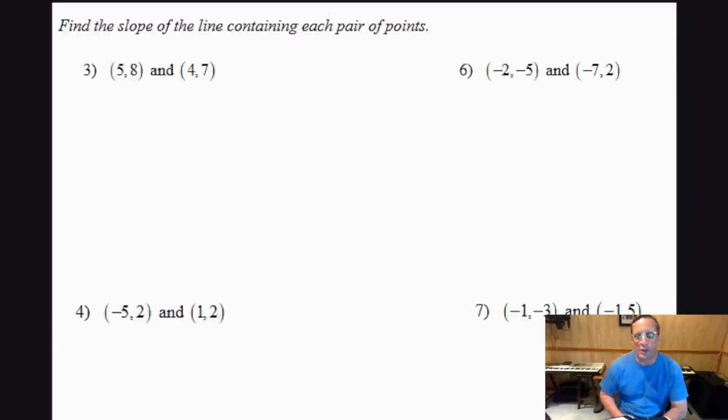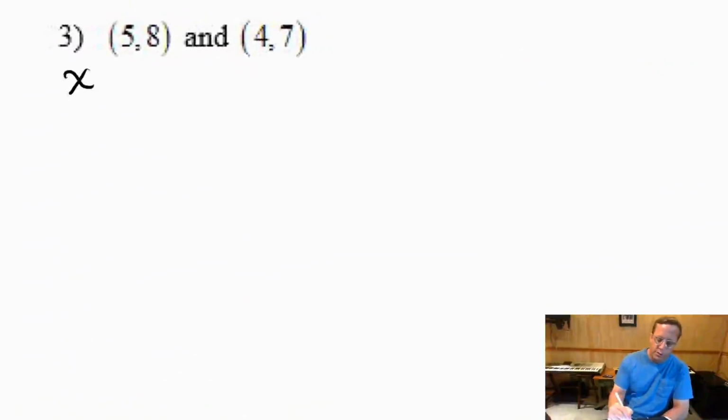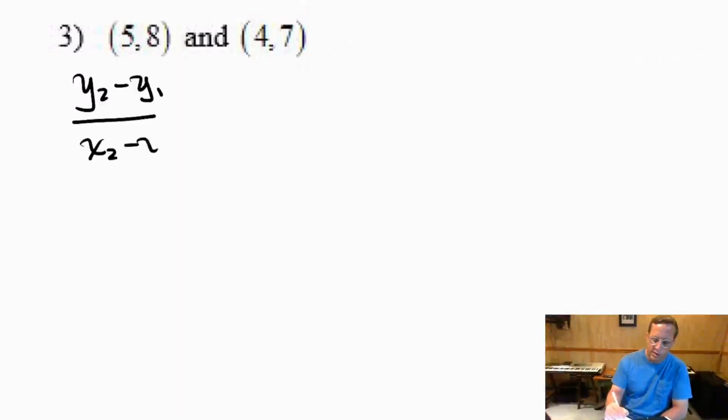For the next page here, we're going to look at just points. We're not even looking at the graph. So we've got ordered pairs: 5, 8, and 4, 7. Those represent 2 points on the coordinate plane. Let's go ahead and fill those into the slope formula. Now remember, the slope formula, I'm just going to write it down again: y2 minus y1 over x2 minus x1. Change in y on top, change in x on the bottom.